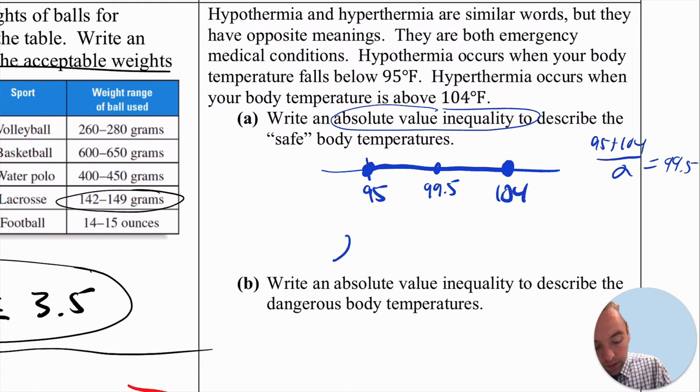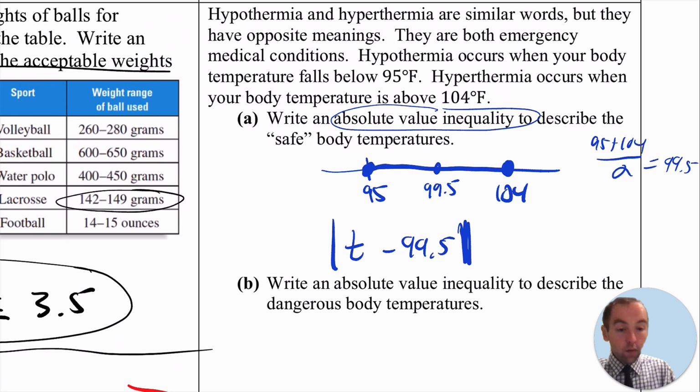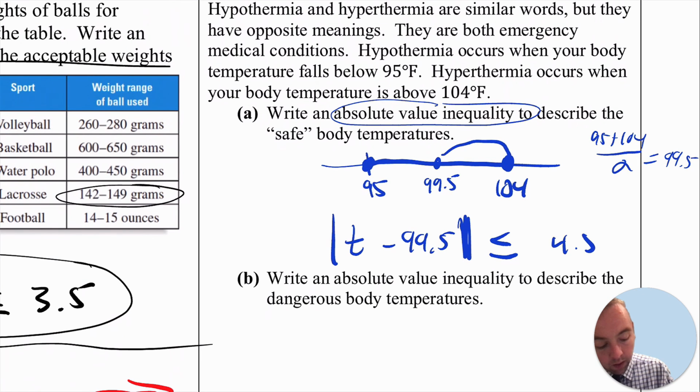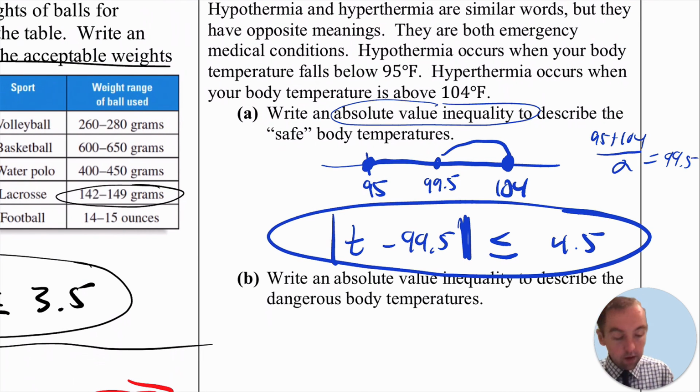So the safe body temperatures would be, let's use T for temperature, T minus the middle, and we'll take the absolute value of that quantity. Since we want to be within a certain range, we're going to have a less than or equal to, and then you need a tolerance, which is the distance from the midpoint to one of the ends, and that distance ends up being 4.5. So that's going to model the safe body temperatures.